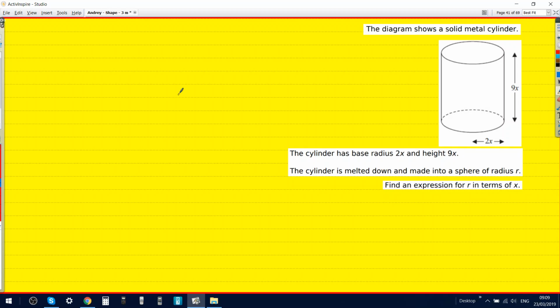That is the volume of the cylinder, and it says here it's pi r squared times h. Yeah. So pi times 2x squared times 9x, and simplify it. Okay, so 2x squared is 4x squared, times 9x times pi.